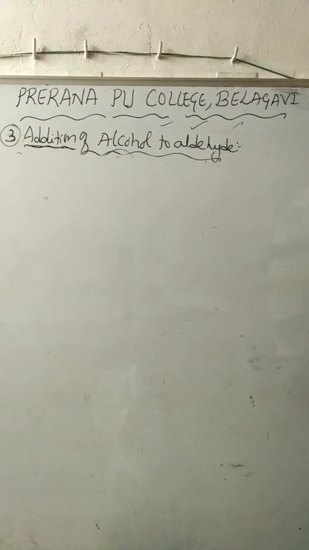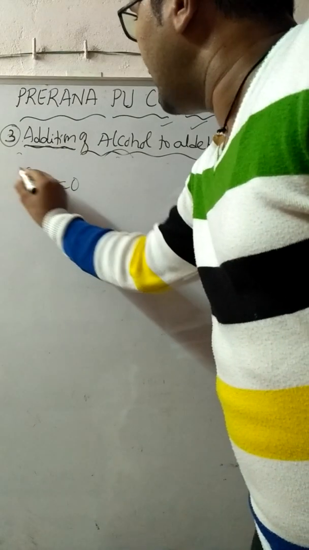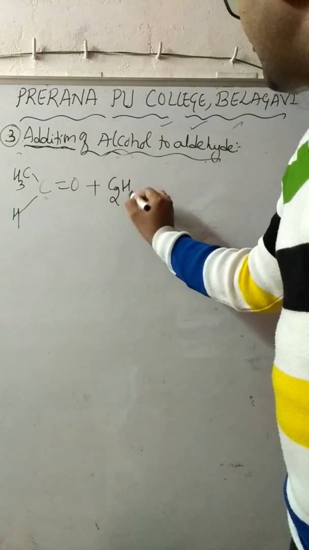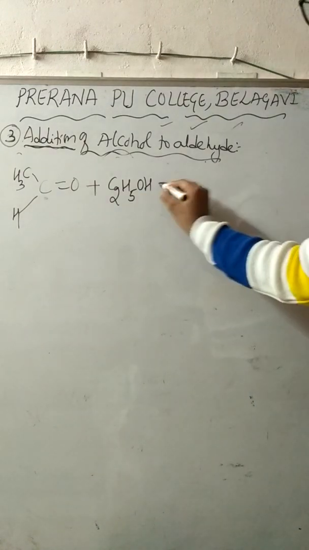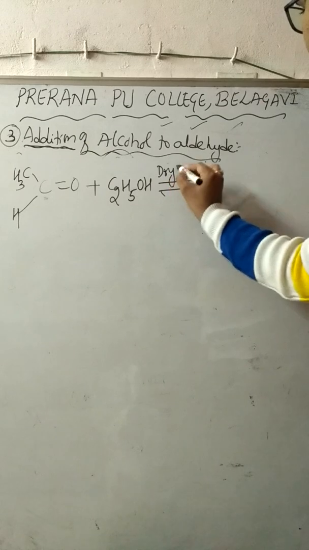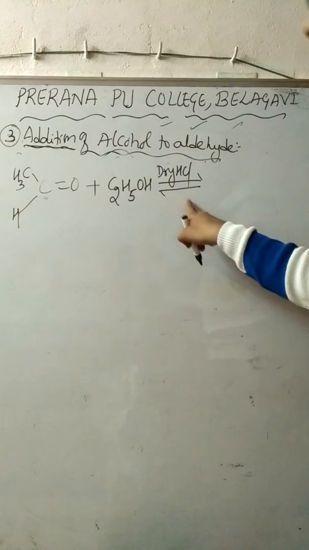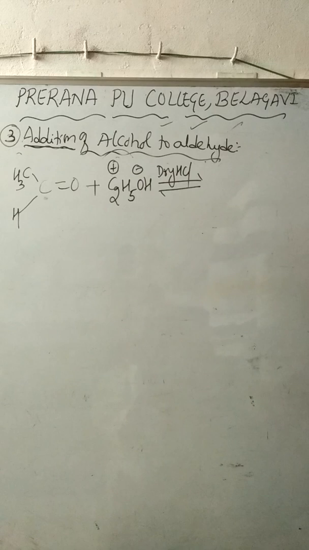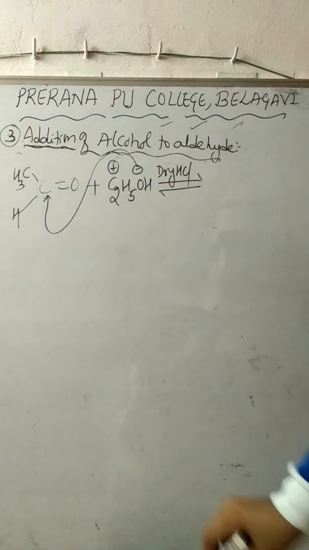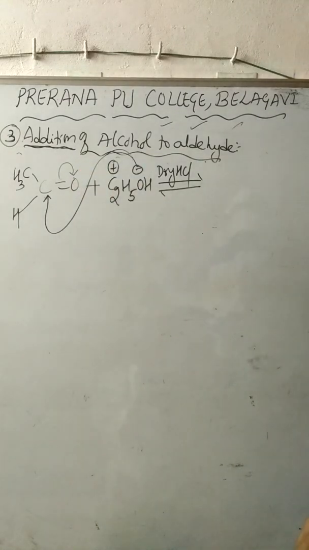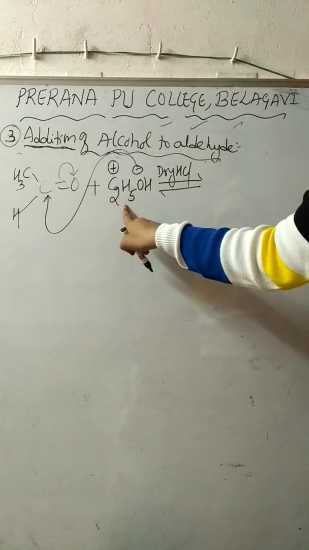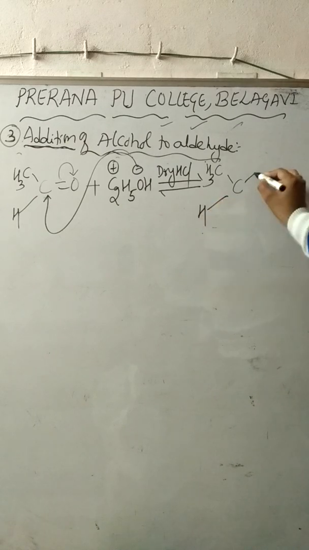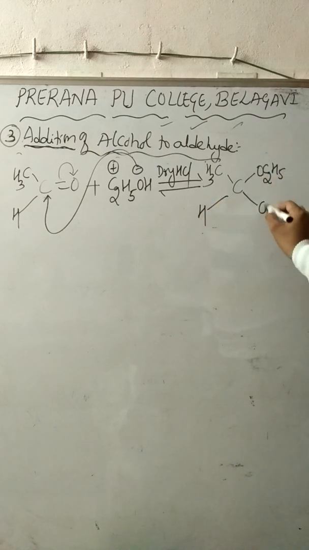Let us study a particular example, acetaldehyde, CH3CHO. When this acetaldehyde is added with ethyl alcohol, C2H5OH, in the presence of dry HCl, we know that it ionizes as C2H5 plus as well as OH minus. This OH minus will attack the carbonyl carbon of the aldehyde, so that migration of electrons takes place onto oxygen. Oxygen becomes negative. The negatively charged oxygen will take C2H5 plus, so I can write it as carbon bonded with methyl, one hydrogen, OC2H5 along with OH.